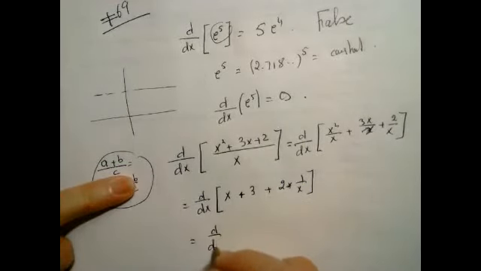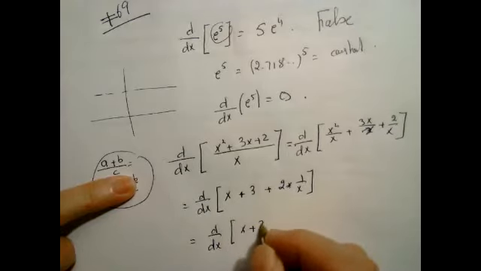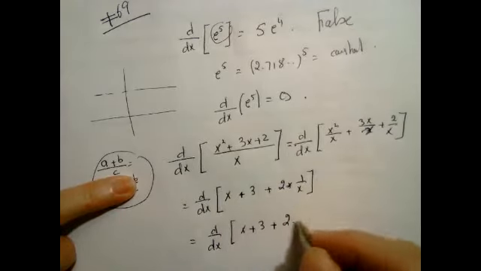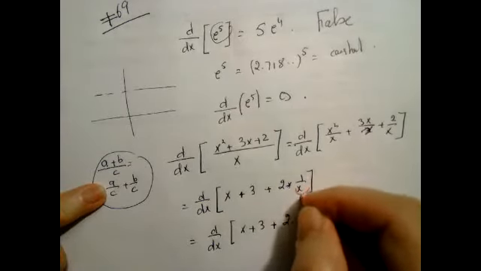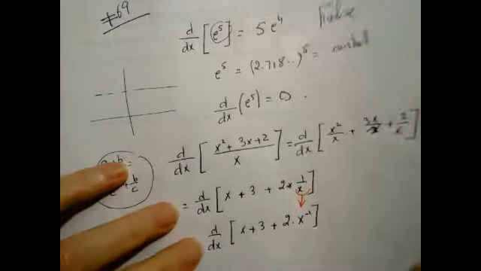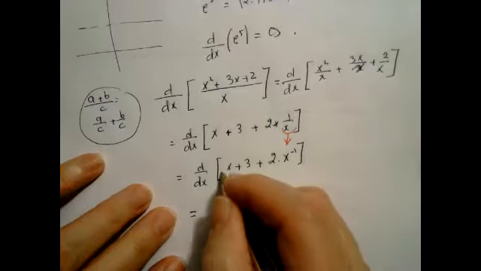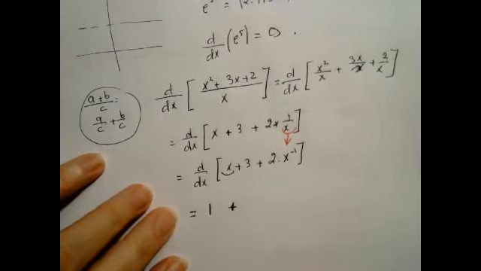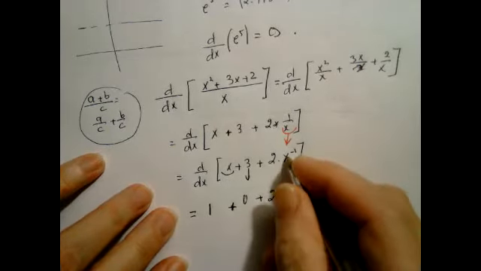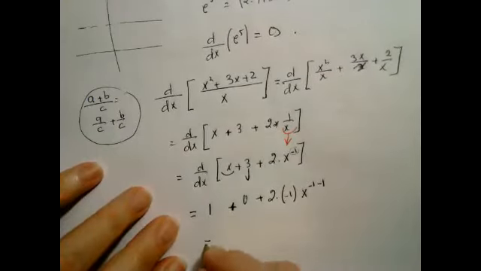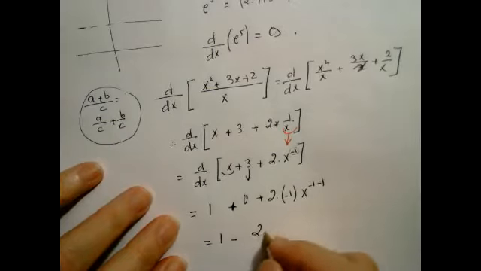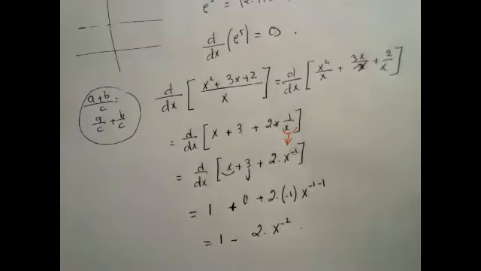So this would become the derivative of, I want to prepare it, 2 times x to the minus 1. So I rewrote it so I can find the derivative now. And finally, let us proceed. It's going to be equal to the derivative of x, which is 1. The derivative of 3 is 0. This is 2 times the power, so x to the minus 1 minus 1. That gives me 1 minus 2x to the minus 2. Okay, so in this problem, it's easier to use that than to use the quotient rule.